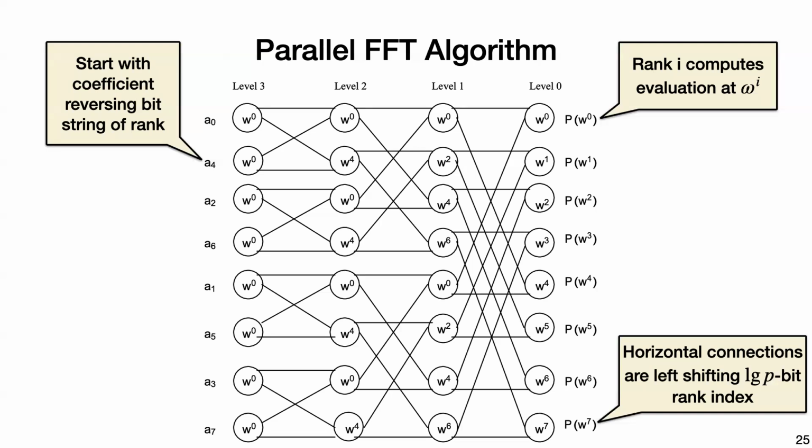You also have these horizontal connections, which are coming from left shifting. So the partners in the hypercube are just based on the hypercube itself, but there are also additional horizontal connections to do the combination of the polynomials. And that comes from left shifting the rank index.